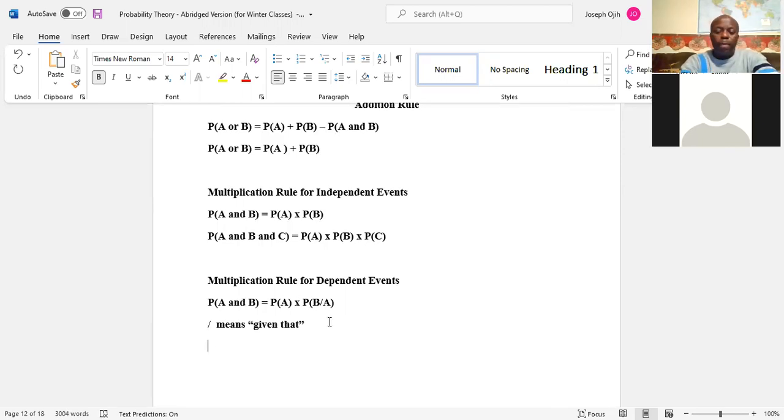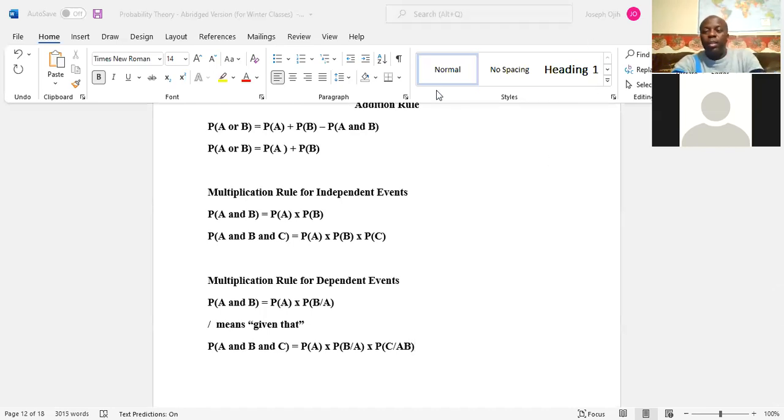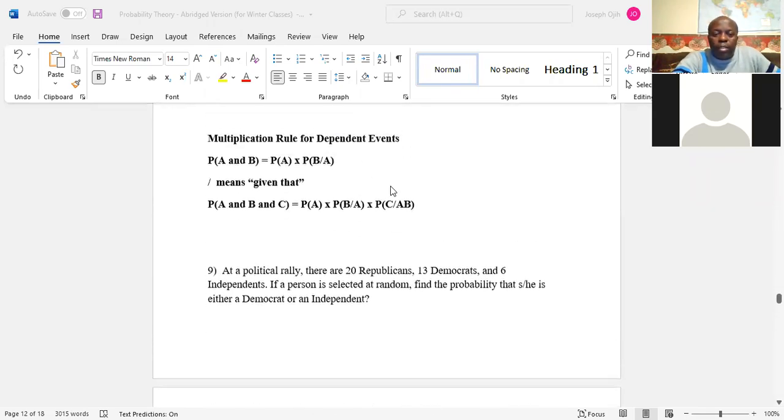And there are three of them. The probability of events A and B and C is the probability that event A has occurred, times the probability that event B will occur given that event A has already occurred, times the probability that event C will occur, given that events A and B have already occurred. When we apply this, the problem might look like a monster, but it's really simple, as we can see from this example here.